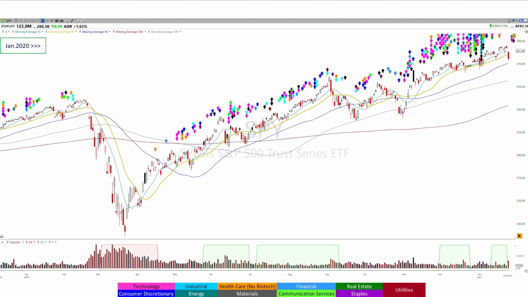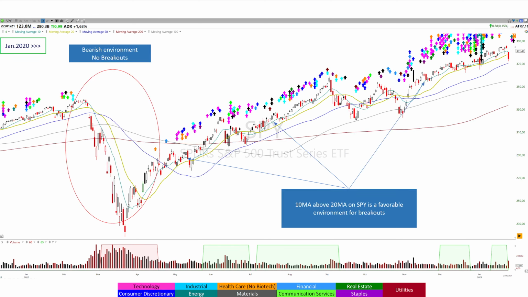Next chart is the breakouts map of 2020, and we see this crazy environment that happened in the 2020-2021 period. What I highlighted on this chart: a bearish environment, and again no breakouts in the period of February, March, April of 2020. And then a very, very important point. You could see it also on the previous charts, but I wanted to highlight it here because it's very visible all across the year. The 10 days moving average above the 20 days moving average on SPY is a very favorable environment for breakouts. And we will see that again and again on SPY. This is a very strong indicator on the markets, especially for the breakout setup, something to definitely have in mind and watch for: the 10 days above the 20 days moving average.